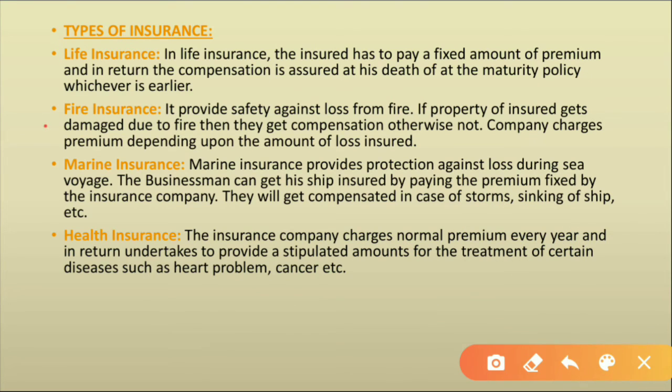Now the fire insurance provides safety against loss by fire. Fire insurance is generally taken for providing safety against loss by fire, like for a house, factory, industry, building. The person can take fire insurance. If the property of the insured gets damaged due to fire, then they get compensation, otherwise not. If property damage has happened because of fire, only then will they compensate, otherwise they will not, because the loss should be related to the subject matter.